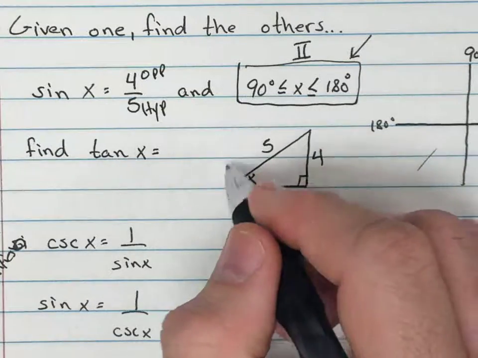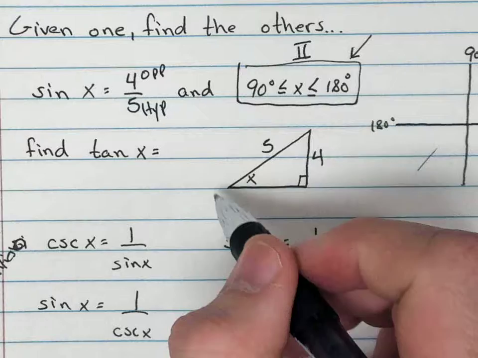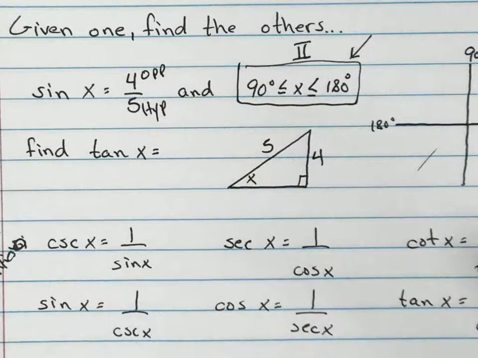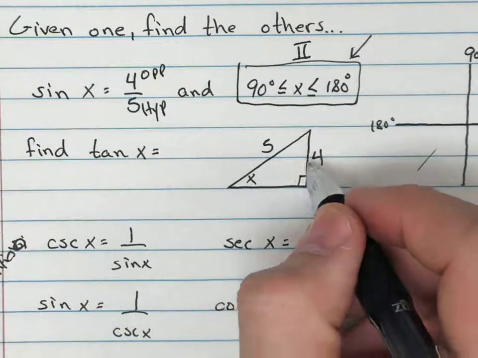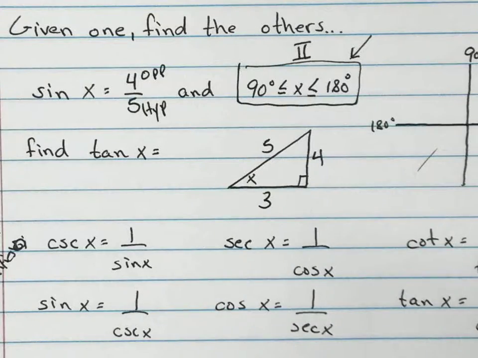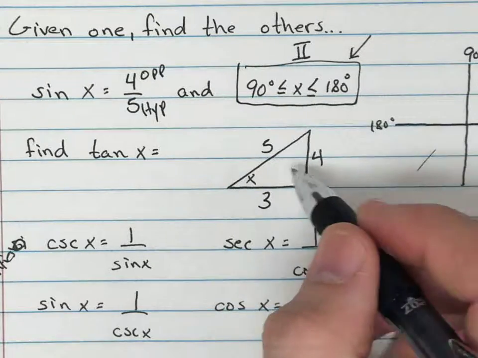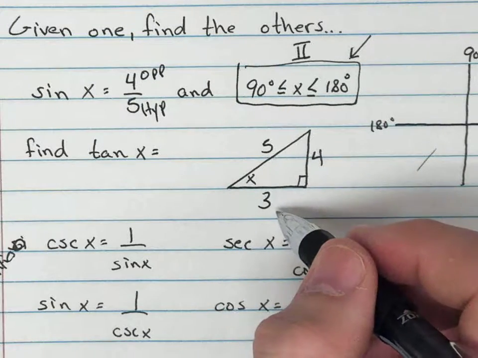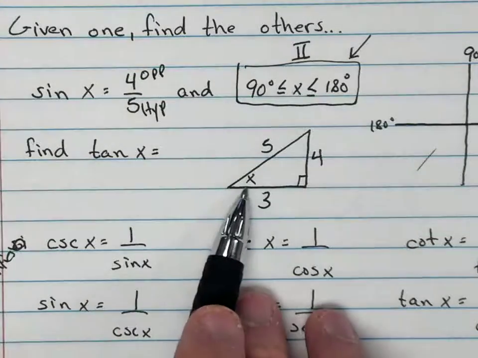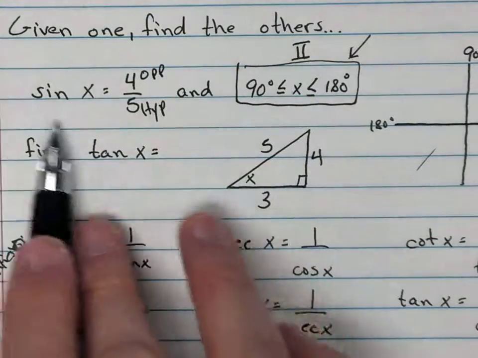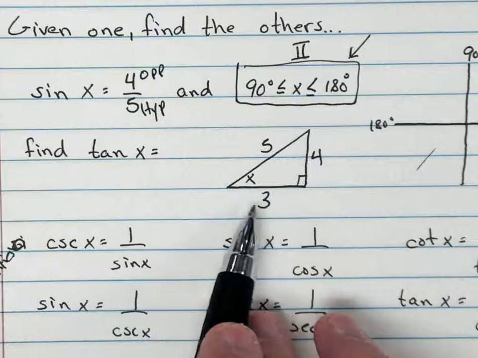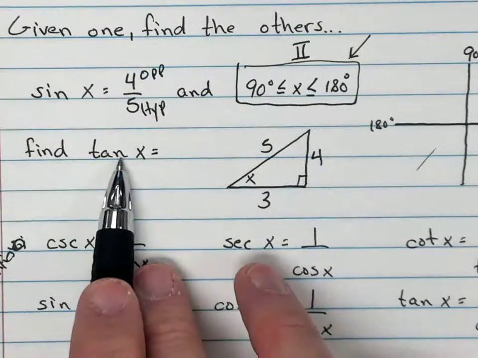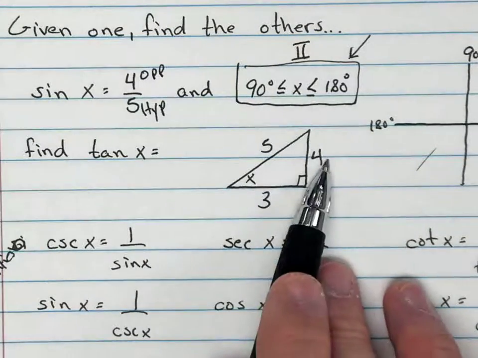Always know those two triples that I gave you a while ago, because you have to use those to save time. 4, 5, that would be a 3, 4, 5 right triangle. If you don't know that, the Pythagorean theorem tells you the missing side. So now that you have labeled the opposite and hypotenuse with the sine, and we found the adjacent, I can now find tangent. Tangent is opposite over adjacent.